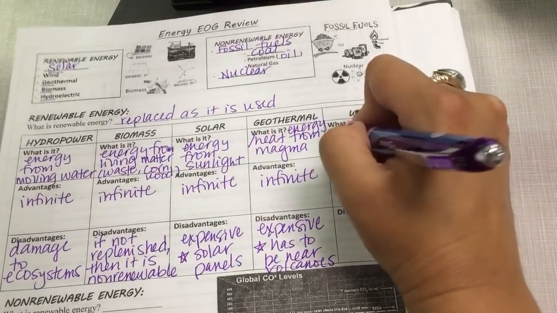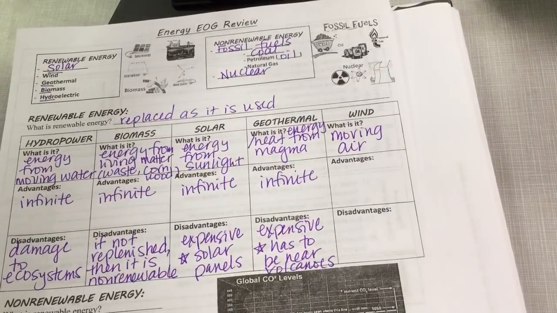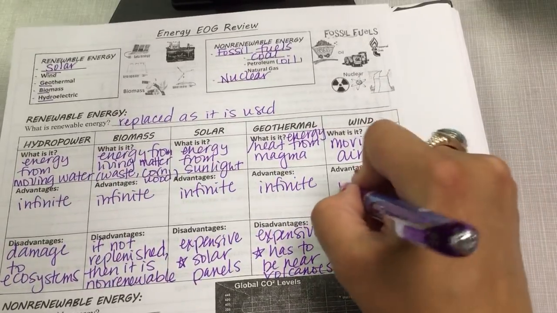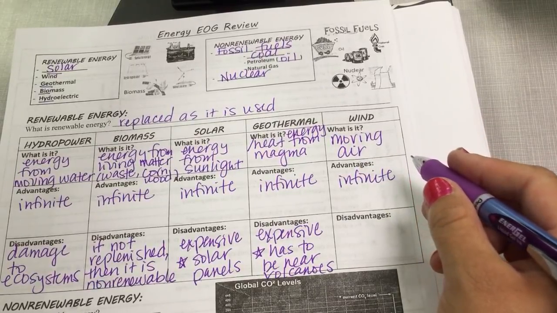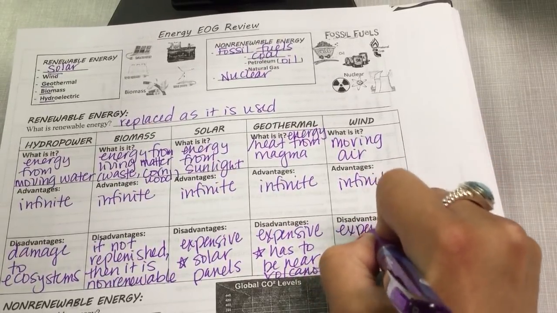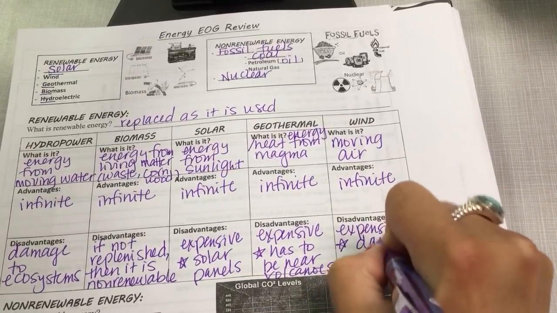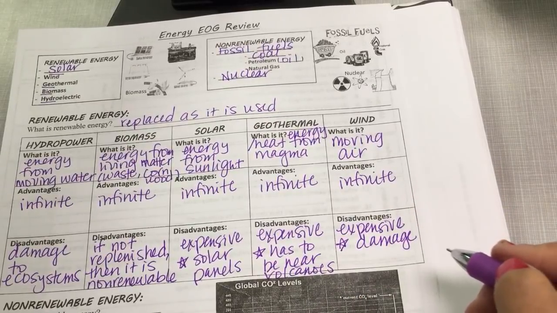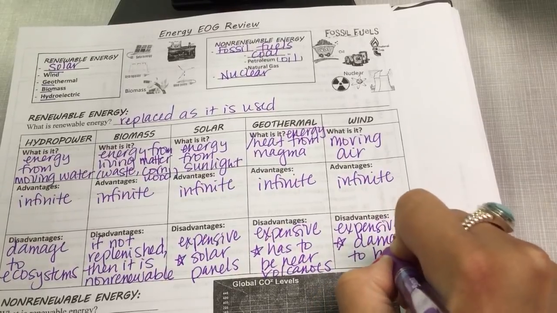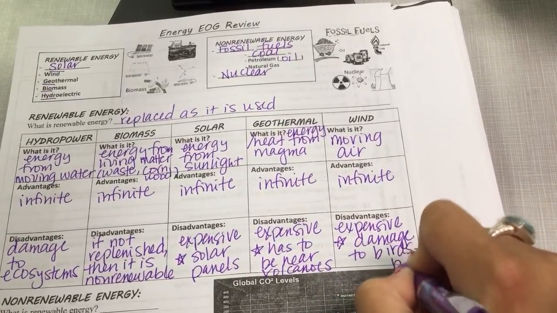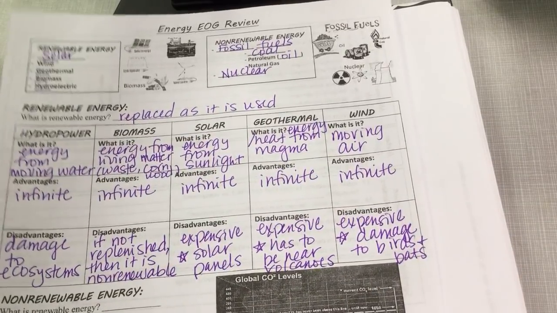And then wind. So wind is using moving air. So generating energy using moving air. Advantages, again, potentially infinite. And some of your disadvantages, the turbines are expensive, and then also could be damaging or harmful to animals that fly. So I'm just going to put damage to birds and bats. Those are a couple examples. So it can harm animals. So that would be a disadvantage.